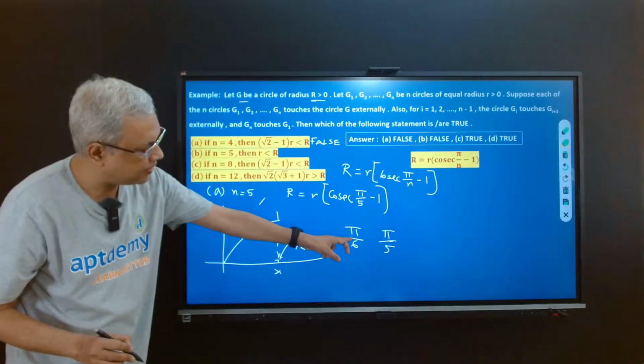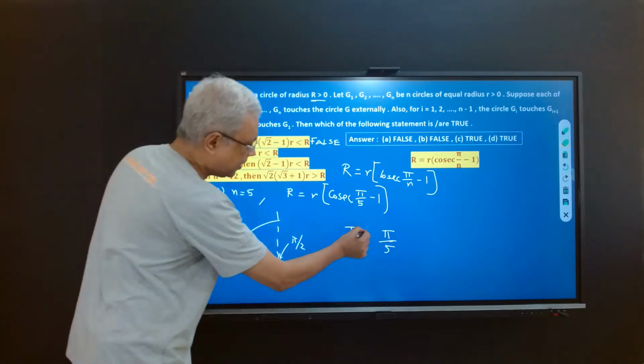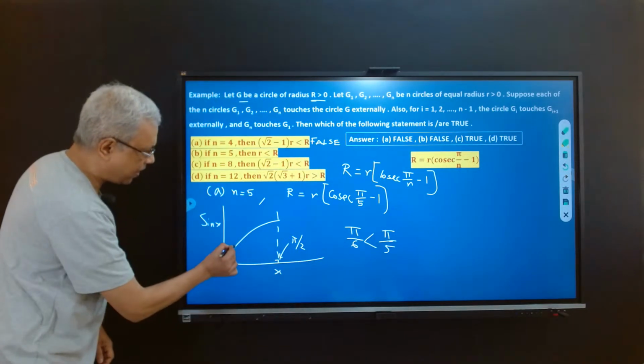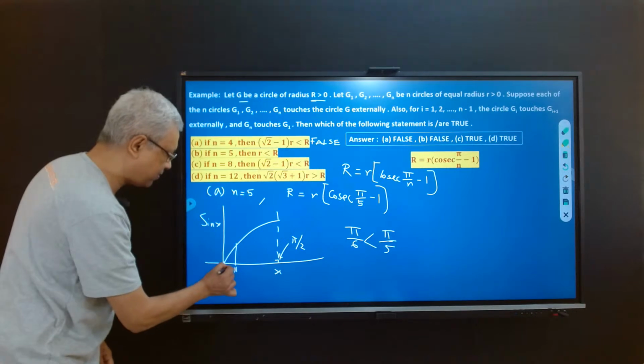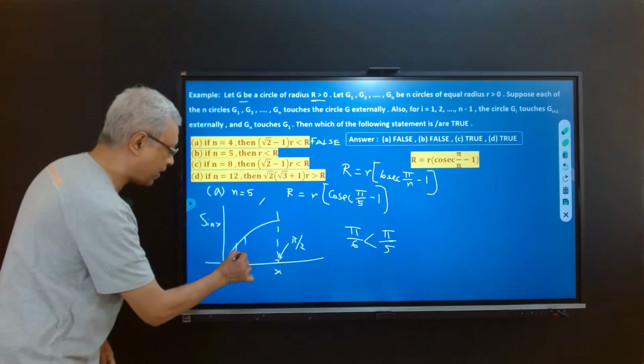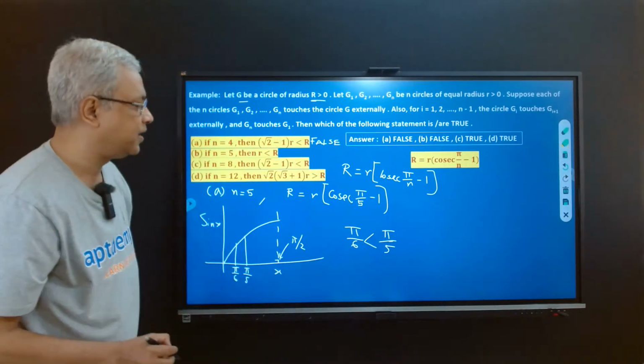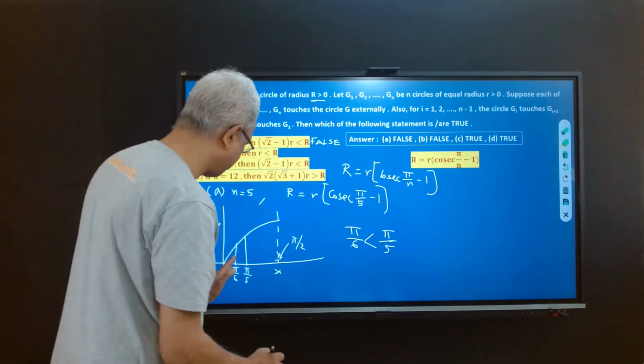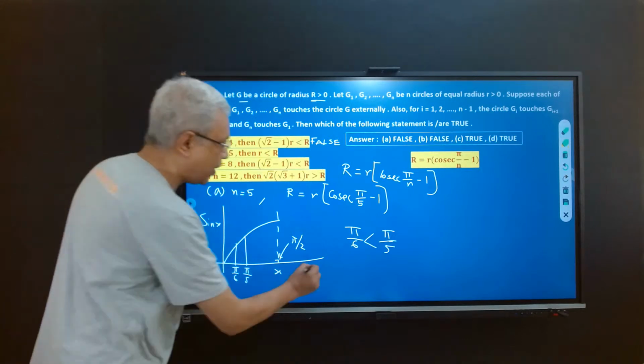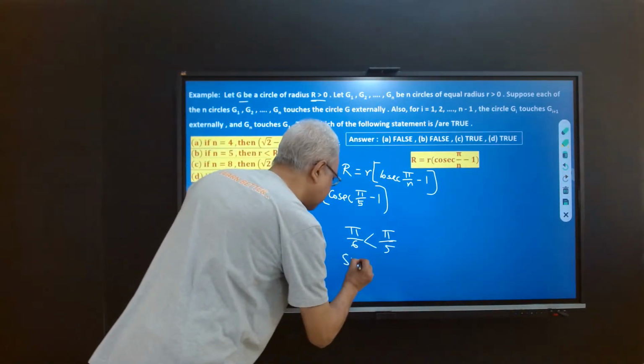Which is lower, pi by 6 or pi by 5? Definitely pi by 6 is lower. So sine of pi by 6 must be less than sine of pi by 5, because pi by 6 is lower than it. So I will just use this concept.